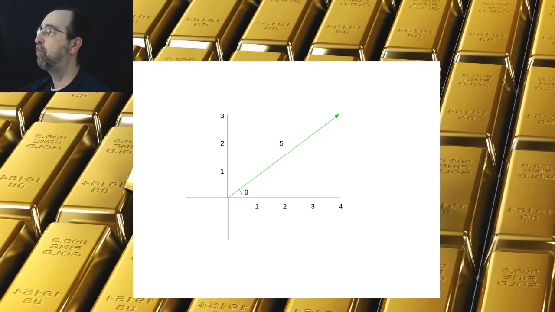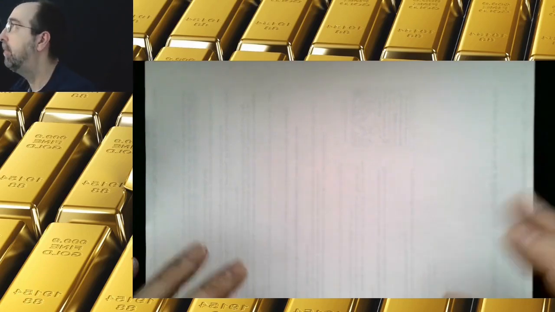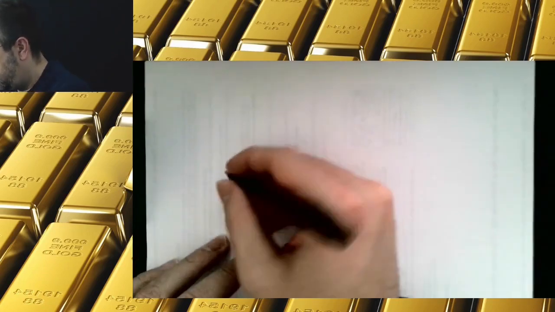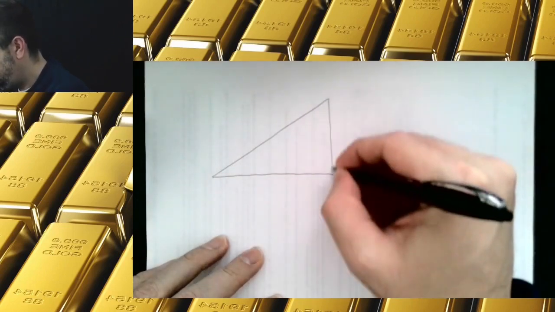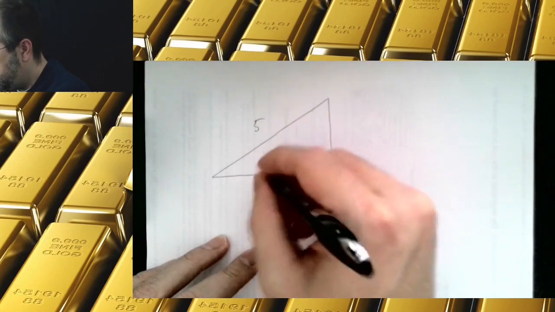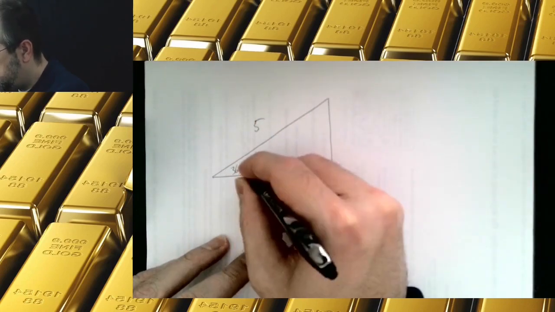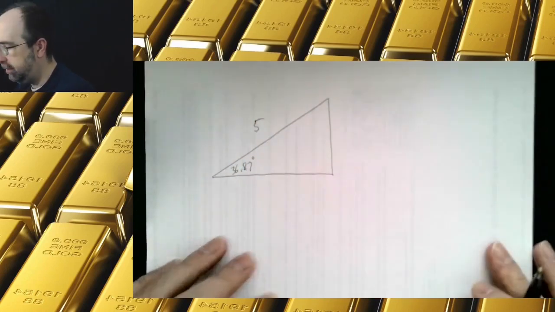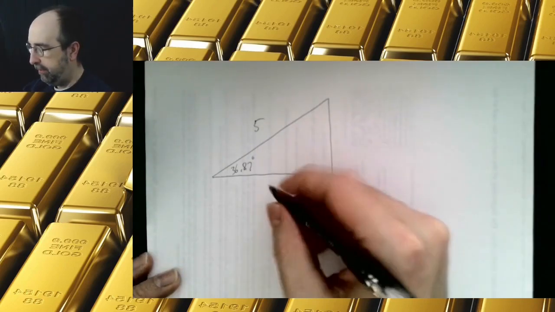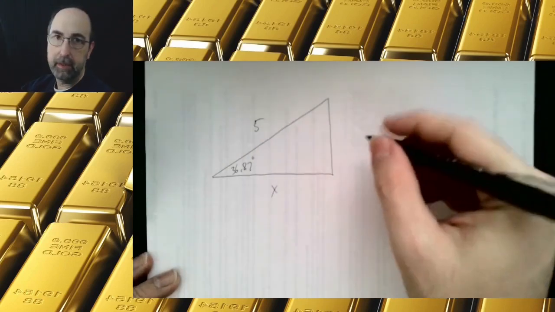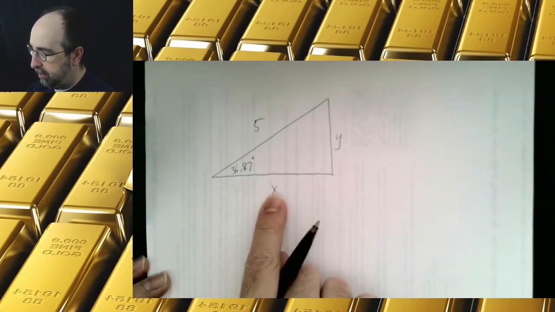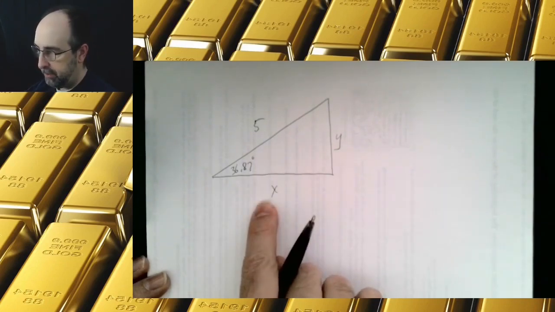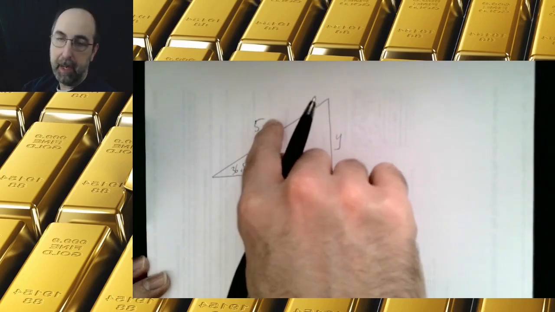So, if I make a little triangle that is 5 units long on that side and 36.87 degrees for this angle, then we would be interested in finding the horizontal component x and the vertical component y. To find x, we would want to use trigonometry with the angle and the adjacent side and the hypotenuse.